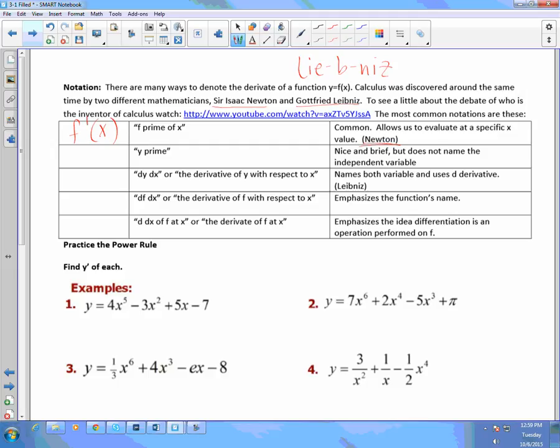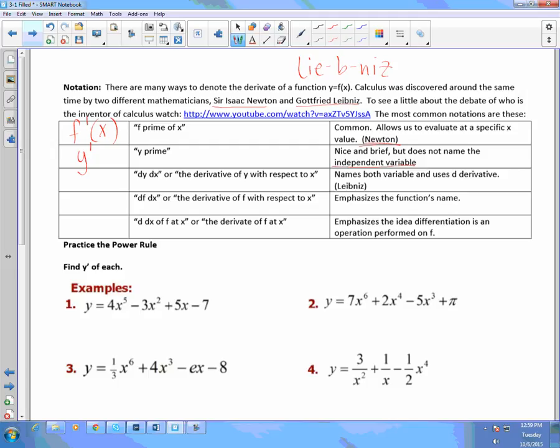Okay? Or we could write y prime. Maybe our function is written as y equals. If you take the derivative of y, it's y prime. Okay, so y with the tick mark. The tick mark means prime. This is nice and brief, but it doesn't name the independent variable. It doesn't give us the x in order to evaluate for any value of x. So that is a disadvantage to this notation.